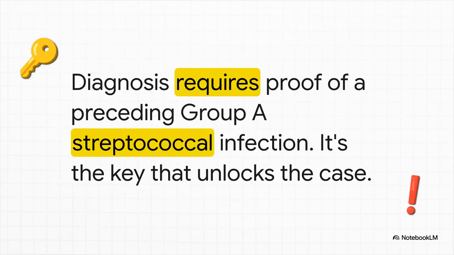And this is the absolute crucial point, so listen up. You can't even begin to use the Jones criteria rulebook unless you have proof of the original crime, that past group A strep infection. A positive throat culture or a specific blood test for antibodies is the key that unlocks this entire investigation. Without it, you're looking in the wrong case file, period.